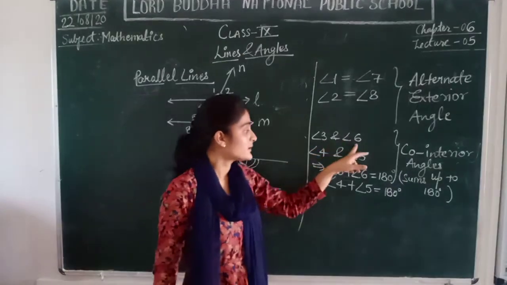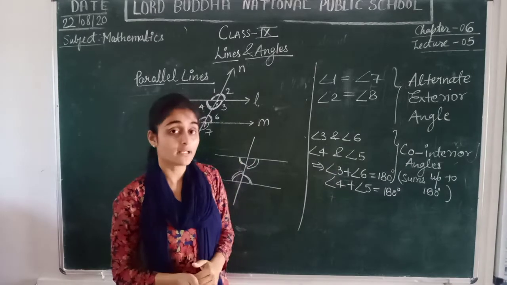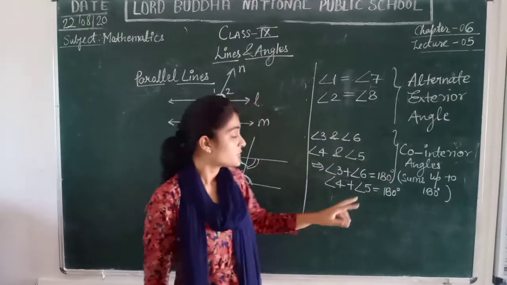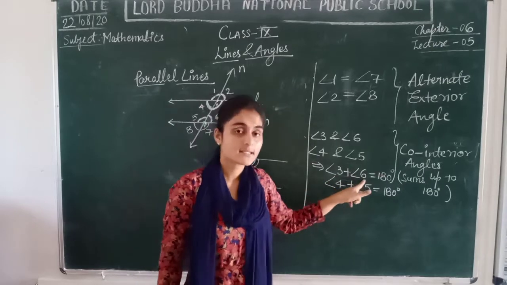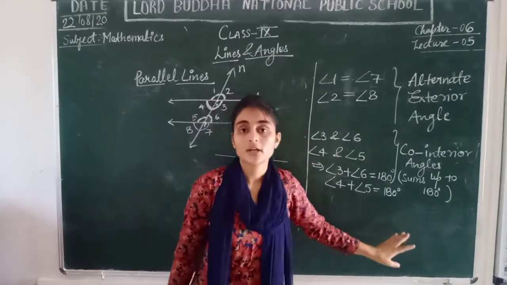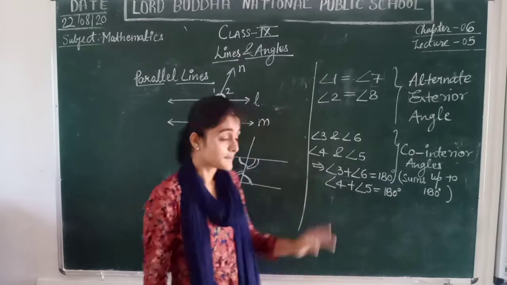So you have got 2 pairs and you know the property of co-interior angles. This sums up to 180 degrees. So you wrote angle 3 plus angle 6 equals 180 degrees. Angle 4 plus angle 5 equals 180 degrees.